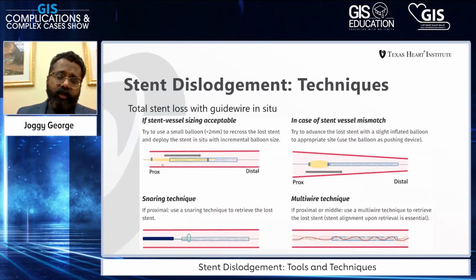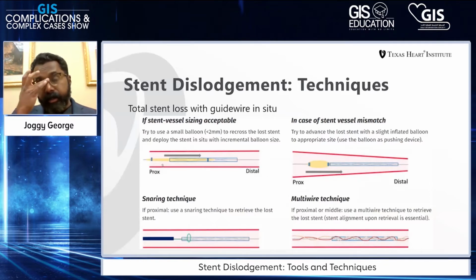Even in this case, we can use a snaring device to snare the stent out, of course. Multi-wire technique, allowing the wire to entangle itself with the previously placed wire, is a tool that can be used, although not as recommended, because it's a more unpredictable technique, and we may get the stent malformed in a way that it's unable to come out through the guiding catheter.